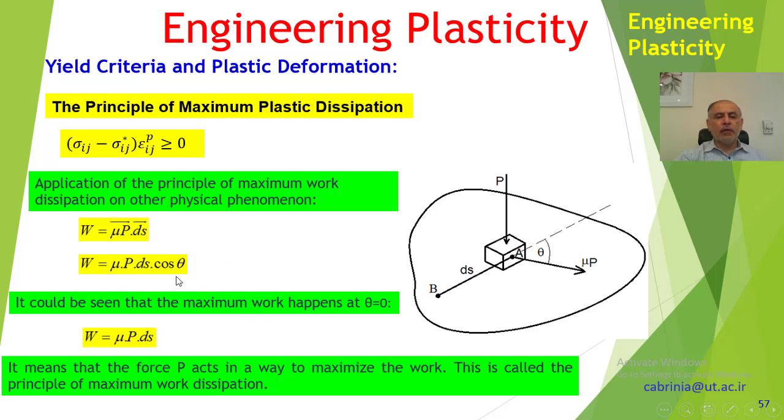Okay, so that's what we mean, the principle of maximum plastic dissipation. We say the maximum work must be dissipated in order for this to happen, otherwise it won't happen. If it is here or anywhere else, it doesn't mean anything. The only way it happens is in this direction. Mu p is in this direction, and in that direction theta is 0. So that's what we mean by the maximum plastic work dissipation, and this physical problem is only to illustrate the concept.